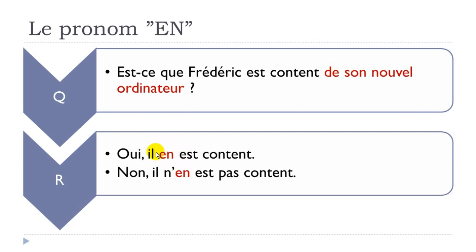All right, so en, same thing here, before the verb. And then after that, of course, you continue your sentence because satisfied should be in the answer. Okay, so oui, il en est content. Negative form, non, il n'en est pas content. So same thing, en stays before the verb, and then you've got the first part of the negation, ne, but then e is going away, all right? Oui, il en est content, non, il n'en est pas content.